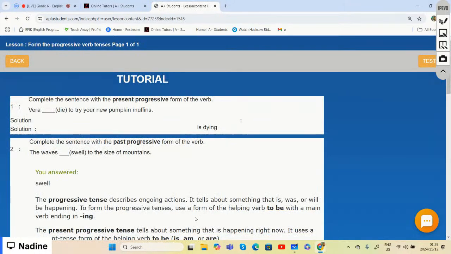So, now we're going to form the progressive verb tenses. All right, so here it says now we need to form the progressive verb tenses, right? By using the words. It says, Vera, we need to complete the sentence with the present progressive form of the verb.